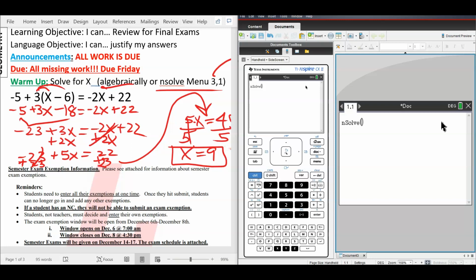And this can be a little bit easier, right? But make sure you get the negatives and minuses correct. So negative sign 5 plus 3 parentheses x minus sign 6 parentheses equals negative sign 2x plus sign 22. If you hit it, bottom left, comma, x.